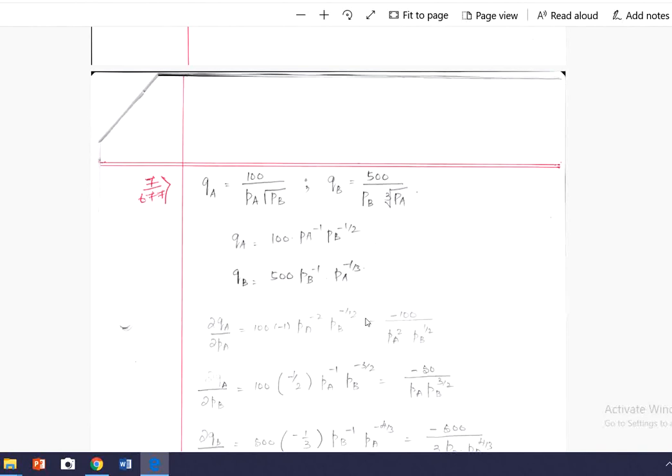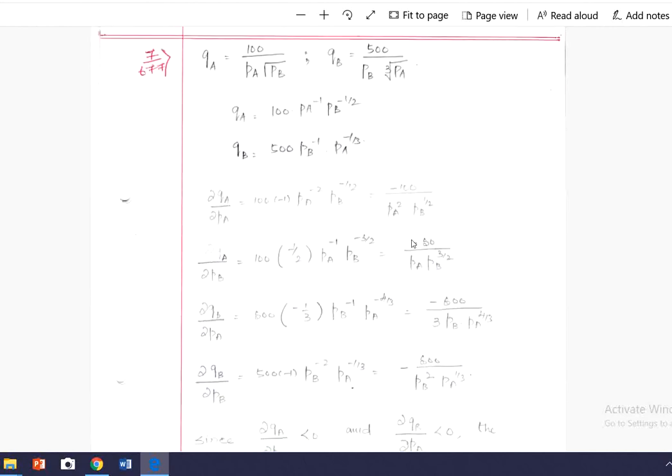Question number 7 asks us very clearly: if QA and QB are demand functions, find if they are complementary or competitive. QA and QB are both given. Therefore, I'm writing QA without a square root: 100 PA power minus 1 in the numerator, and square root of PB in the numerator, PB power minus 1 by 2. And QB is 500 PB power minus 1 and cube root of PA, PA power minus 1 by 3. Now these two functions are written in standard format to do the differentiation.